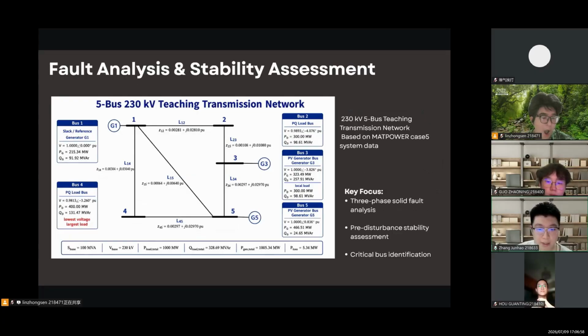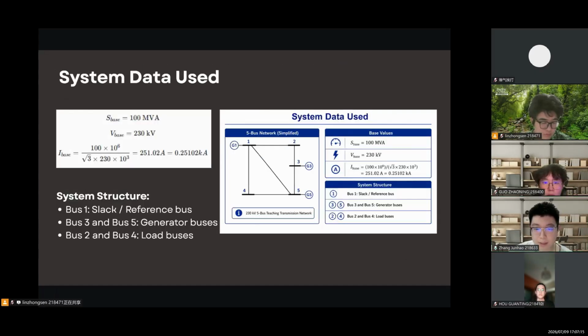The 3-phase solid fault is selected because it is the most severe balanced fault. It helps us estimate the maximum fault current and check whether the protection system is suitable. Next.